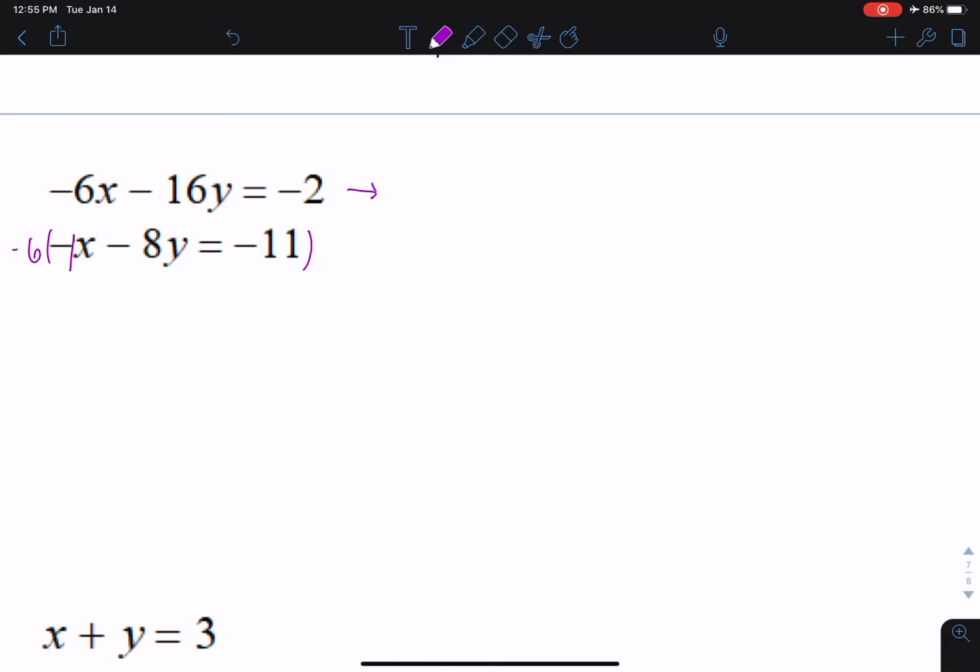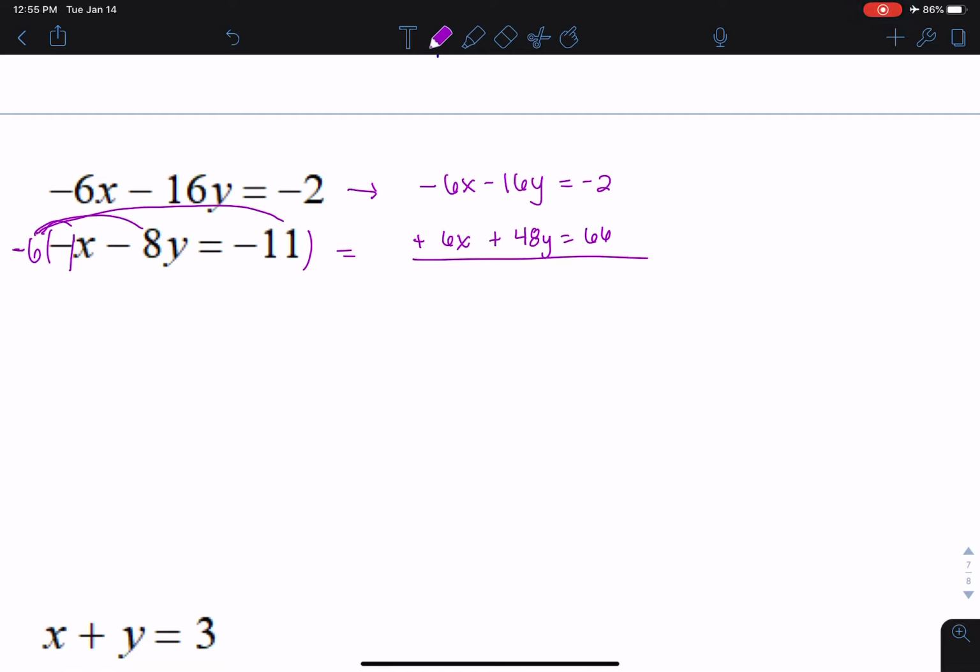We're going to keep the top equation, negative 6x minus 16y equals negative 2. But the bottom equation, negative 6 times negative 1 is a positive 6x. Negative 6 times negative 8 is positive 48y, equals negative 6 times negative 11 is positive 66. So if you need the signs to change, you need to multiply by a negative value.